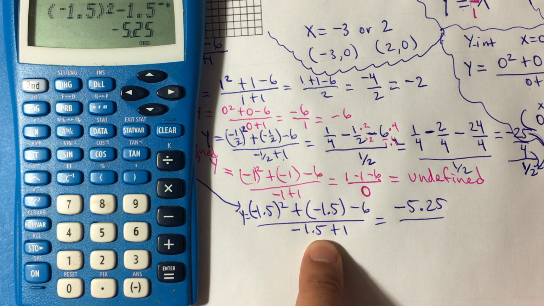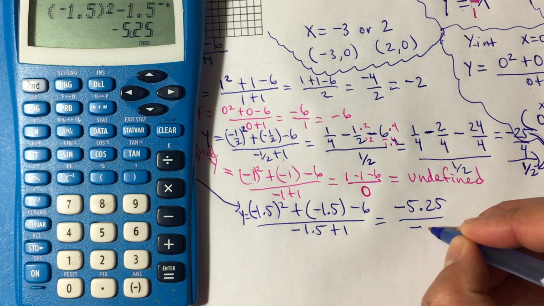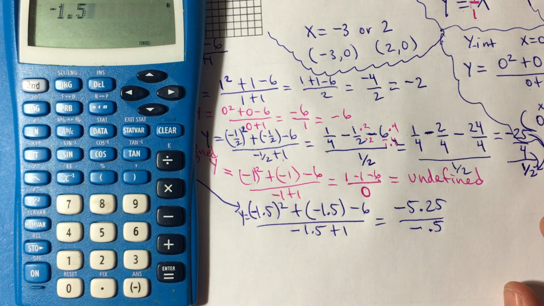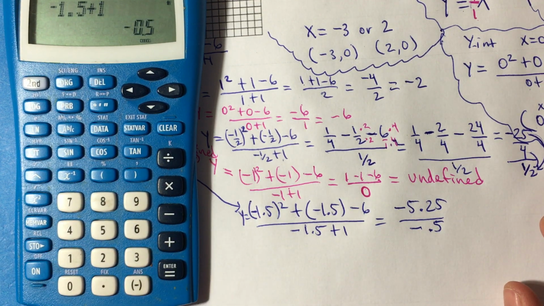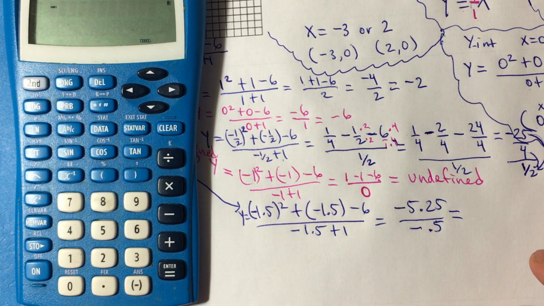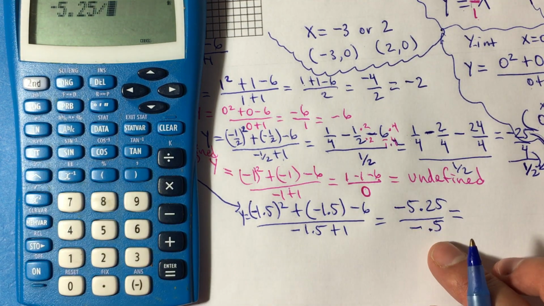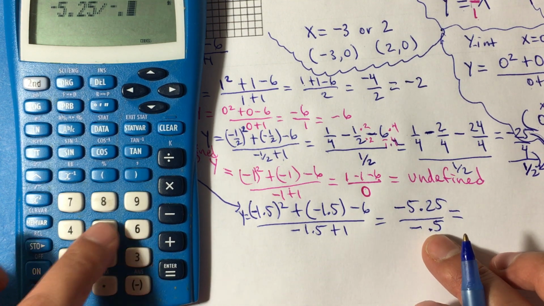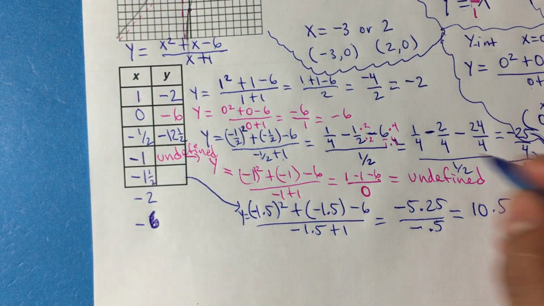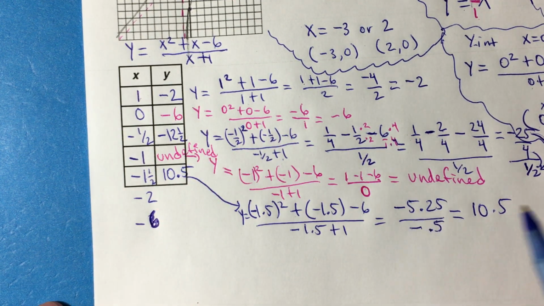In here, negative 1.5 plus 1, we just cancel the negative and the positive 1, and we get negative 0.5. Again, if you need to see it, negative 1.5 plus 1 equals negative 0.5. Finally, negative 5.25 divided by negative 0.5 equals. The answer is 10.5. So 10.5, and that's positive because negative divided by negative is positive.